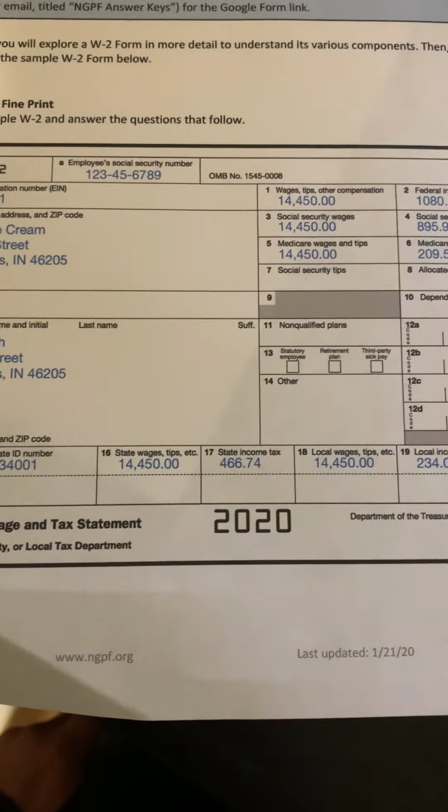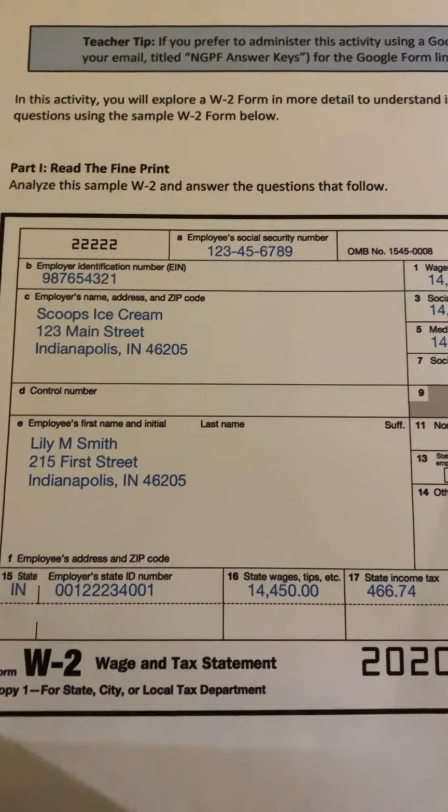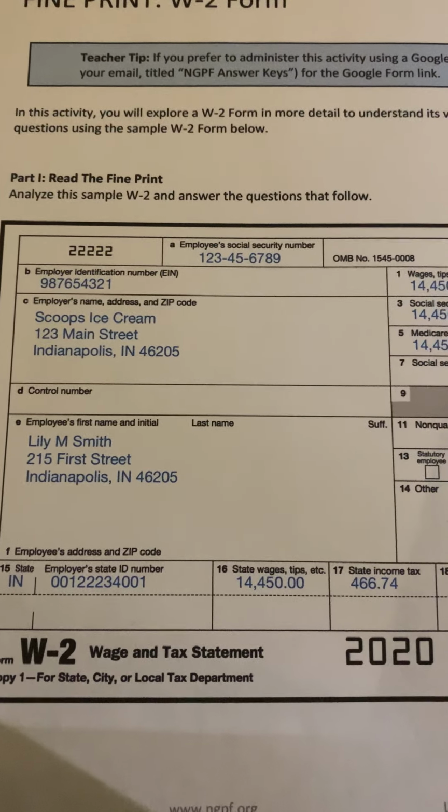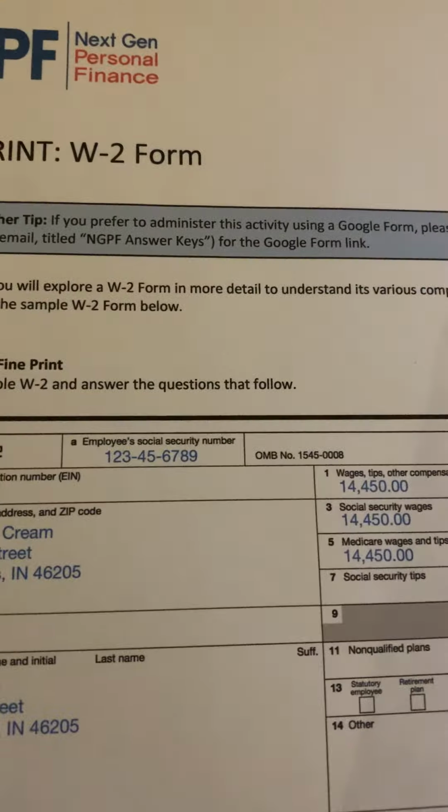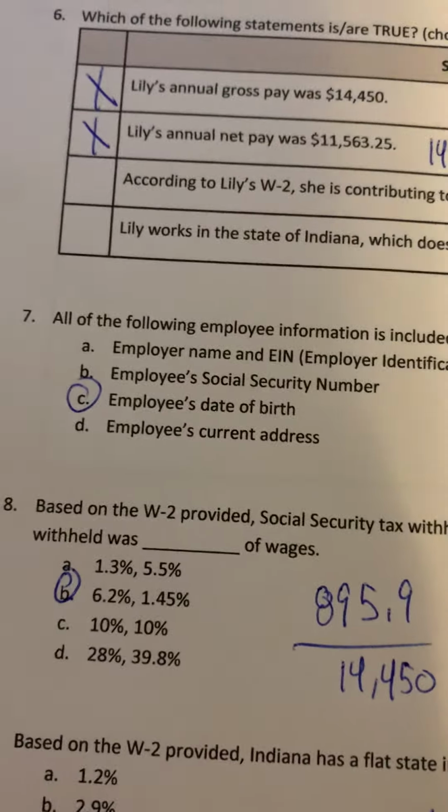7. All of the following employee information is included on the W-2 except her date of birth. Again, we went through all the employee information. Her name and employer identification number, that's on there. Employee social security number, that's right up here at the top. Employee's current address, we're looking at that right here, but her birthday is not there.